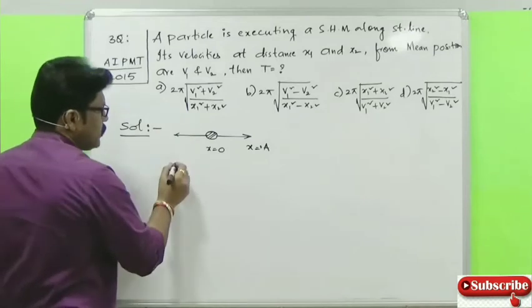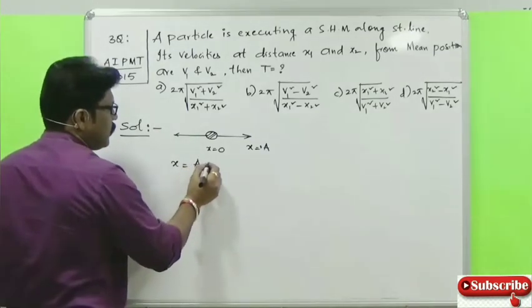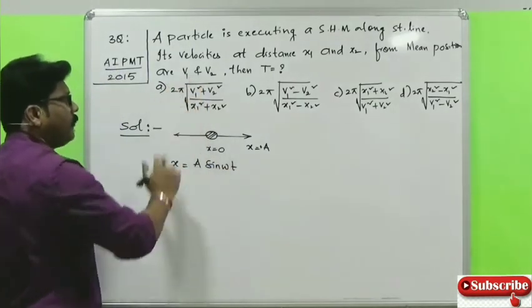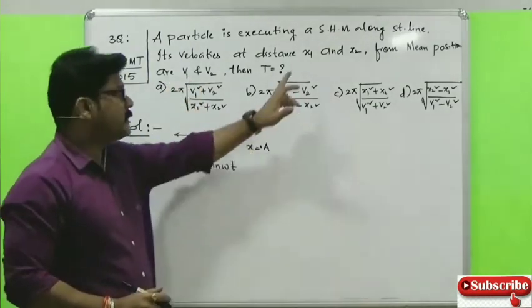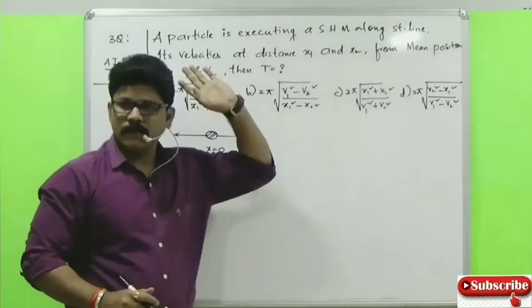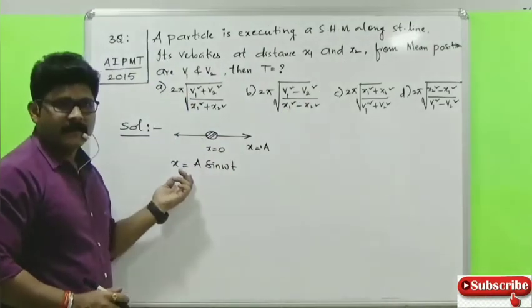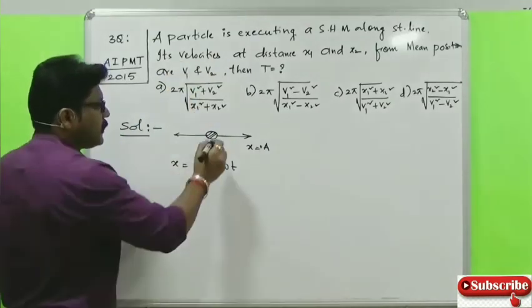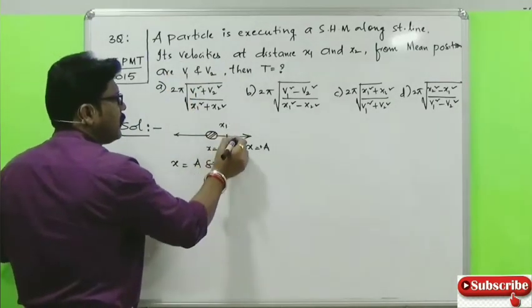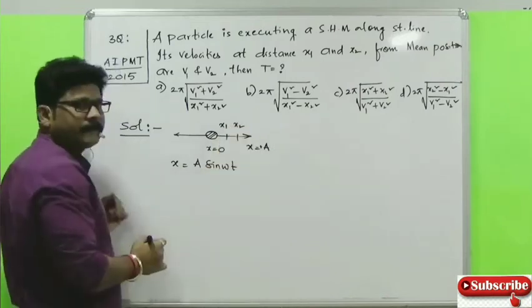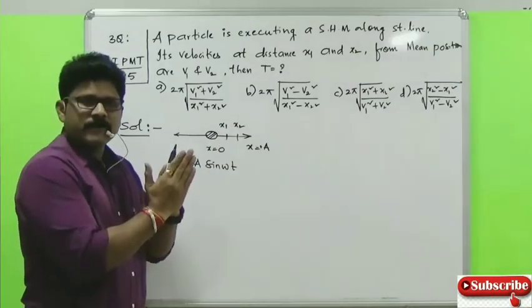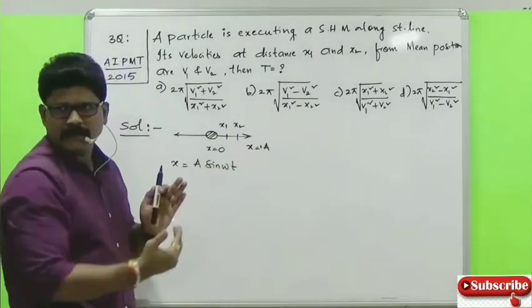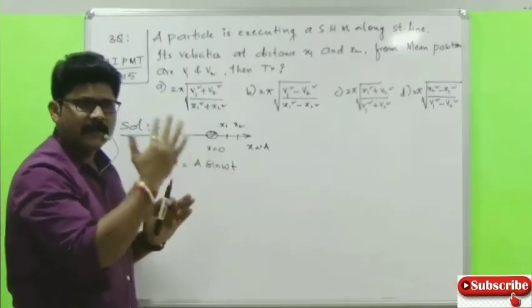Now x is equal to a sin omega t. V1 and V2 are the velocities at displacements x1 and x2. If I know the displacement for one particle, that means at a particular distance, let us take this as x1 and here x2. That means from the mean position x is equal to 0, it is moving. So at x1 and x2, the velocities are v1 and v2.